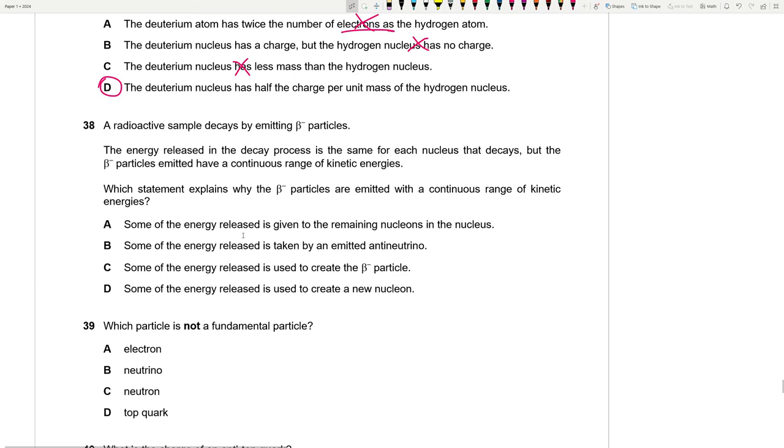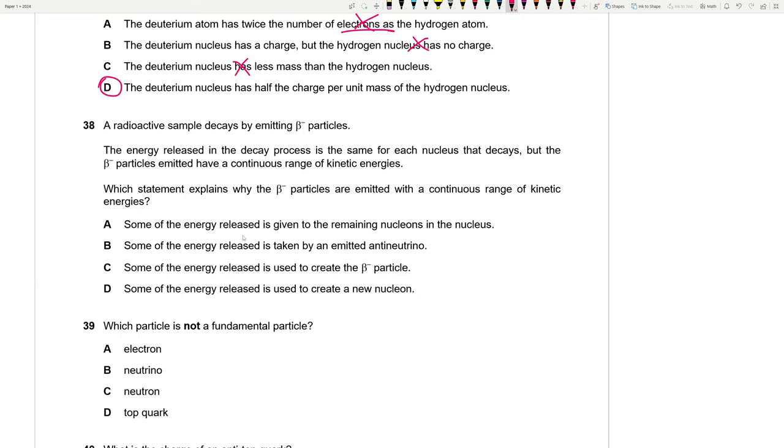38. A radioactive sample decays by emitting beta minus particles. The energy released in the decay process is the same for each nucleus that decays, but the beta minus particles emitted have a continuous range of KE. Why? Mainly this is due to the fact that gamma radiation is produced, which might vary, and the daughter nuclei that are produced have varying amounts of kinetic energy. And some energy is given to the antineutrino. These are the main ideas of where the energy goes, but I'll tell you the logic for the continuous energy.